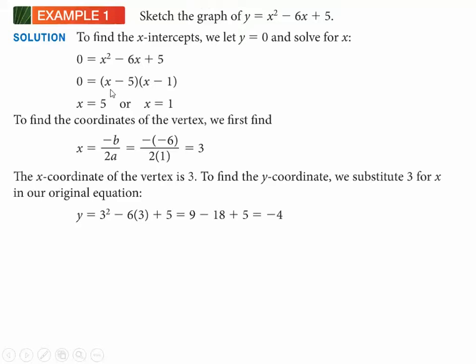Now, to find the x-intercepts, we're going to set the parabola equal to 0. Hey, this one factored. I like that. No need to use the quadratic formula. X equals 5, x equals 1. There are 2 x-intercepts. So now I have 3 points for this graph. Is that right?